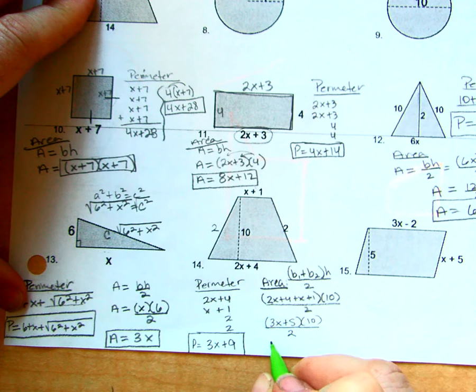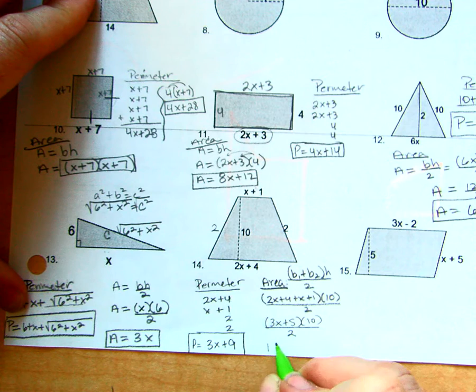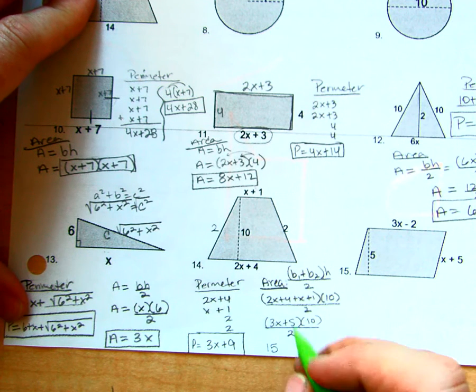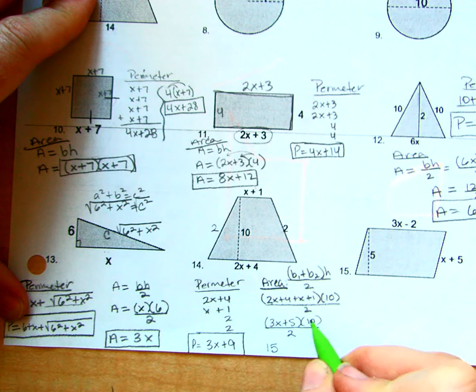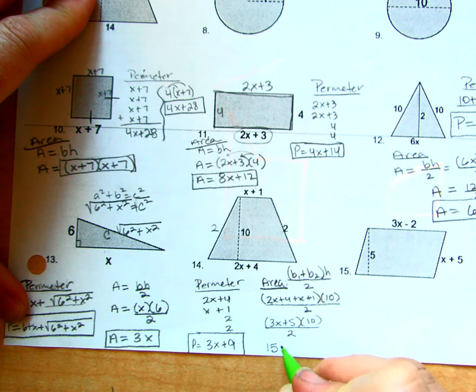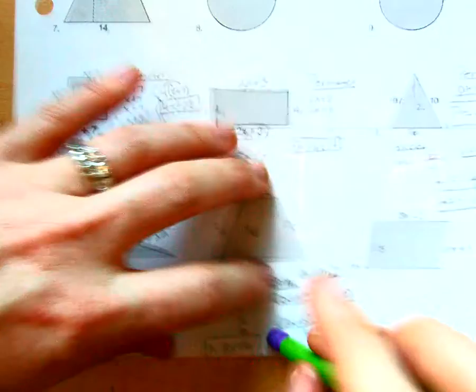So that is 3 times 10 is 30. Divided by 2 is 15. And I'm doing this because I've run out of room. I'm sorry. But 3 times 10 is 30. Divided by 2 is 15. 5 times 10 is 50. Divided by 2 is 25. So that would be my area.